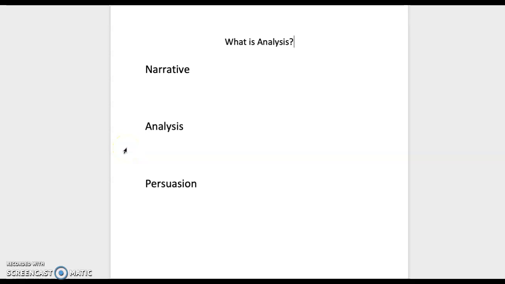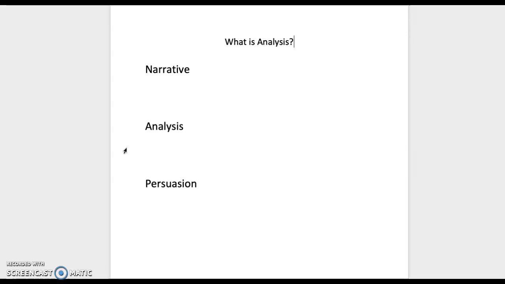So first, it's really important to know what analysis is. You previously wrote a narrative essay, which means you wrote an essay which used storytelling strategies. A narrative essay is a type of personal essay. This week you're writing an analytical essay, which means that it's an essay that incorporates analysis. Analysis just means breaking down a topic into its parts.